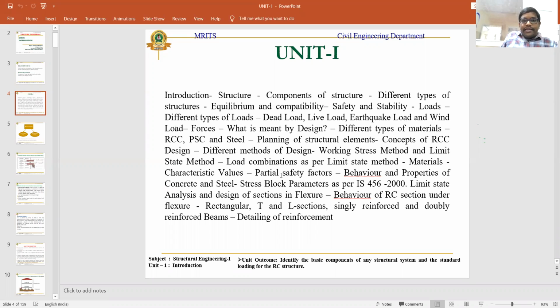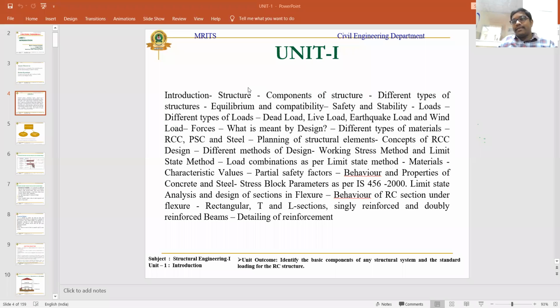What is meant by a design? Next one is, what are the different types of materials we are going to use? For designing this RCC structure, basically we are going to use PCC, plain cement concrete, and we can use concrete material and steel material. In addition to this, we are going to use covers also. So these are the different types of materials.